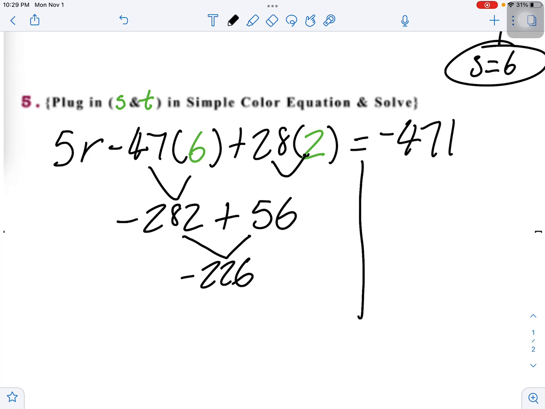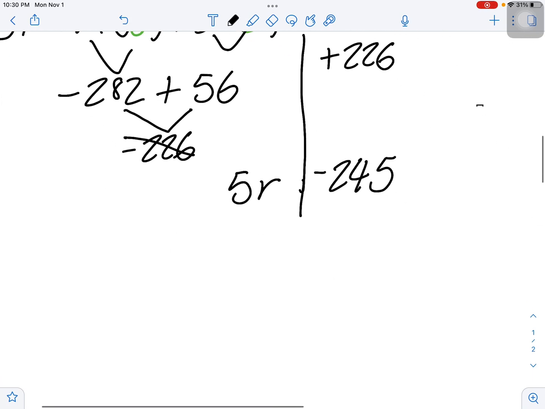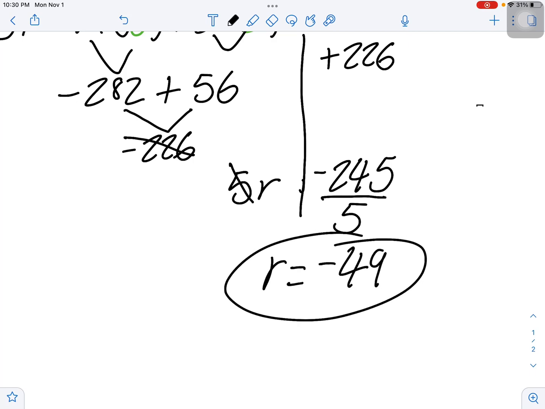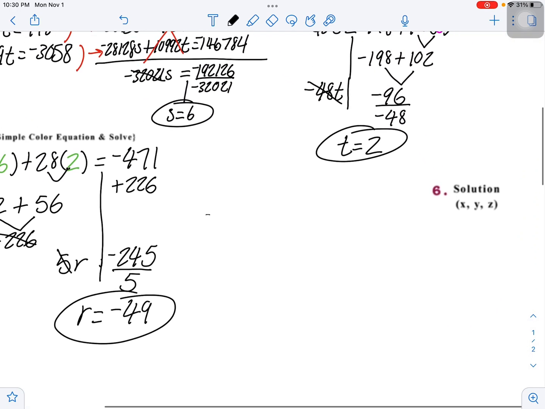All right. So I'm going to take negative 226 and I'm going to move it over as positive 226. So I still have 5r here on the left side. And I'm going to do 471 minus 226, which is going to give me negative 245, which I'm going to divide by 5. And that's going to give me r is equal to negative 49. There's my r.